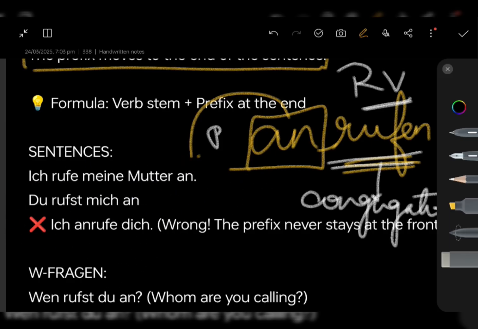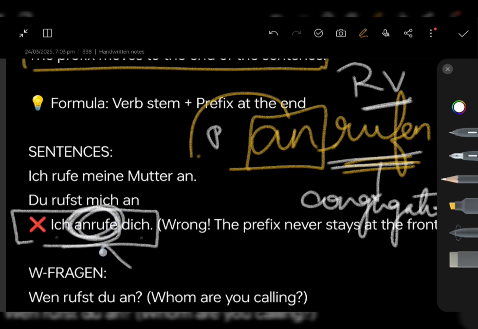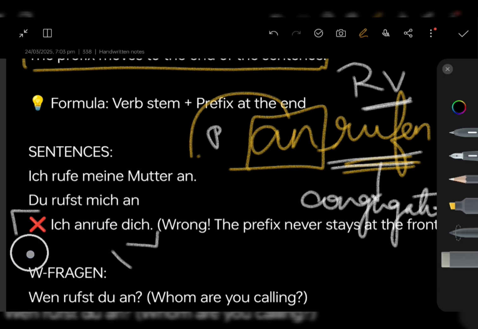Now, can you spot what's wrong in this sentence? The answer is written right here, but still you can try. Ich anrufe dich. Can you not split the word and write? Is it allowed? It violates the rules. You are not supposed to retain the verb in its infinitive form. It cannot remain anrufe or anrufen. You have to split it. So the right answer would be ich rufe dich an.